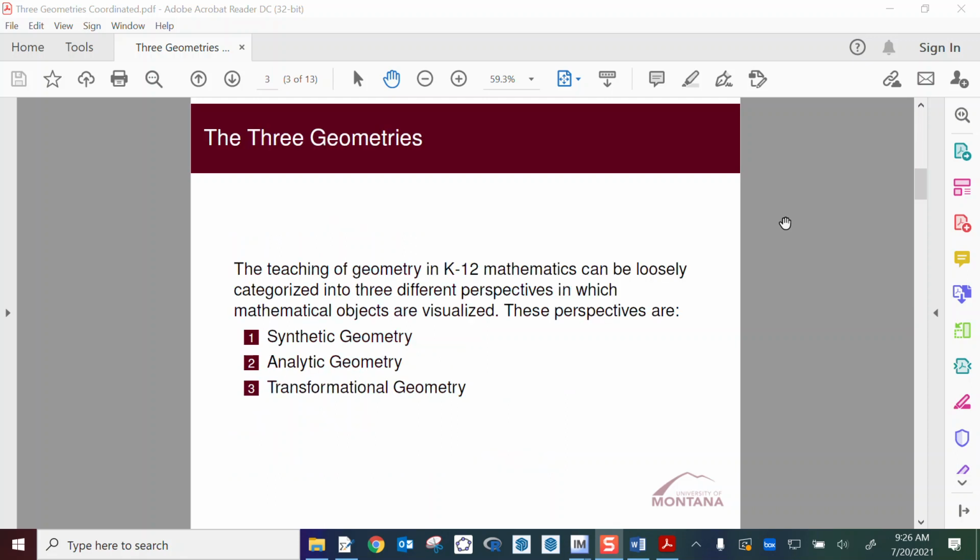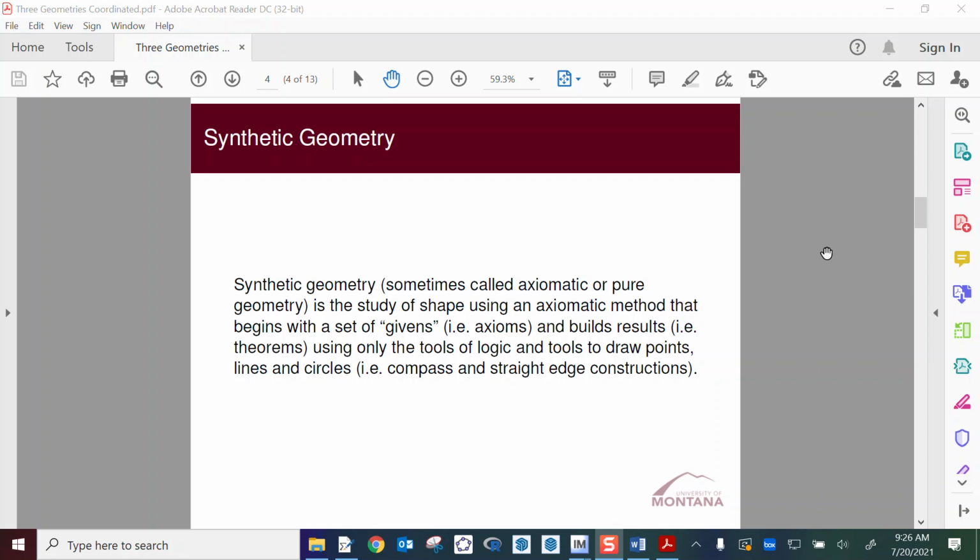So the three geometries. Remember that the teaching of geometry in K-12 mathematics can loosely be organized into three different perspectives in which mathematical objects are visualized. These perspectives are synthetic, analytic, and transformational geometry. Let's review each one of those. Synthetic geometry, sometimes called axiomatic or pure geometry, is the study of shape using an axiomatic method that begins with a set of givens, usually called axioms or assumptions, and builds results, usually called theorems, using only the tools of logic and the tools to draw points, lines, and circles, that is, compass and straightedge constructions.